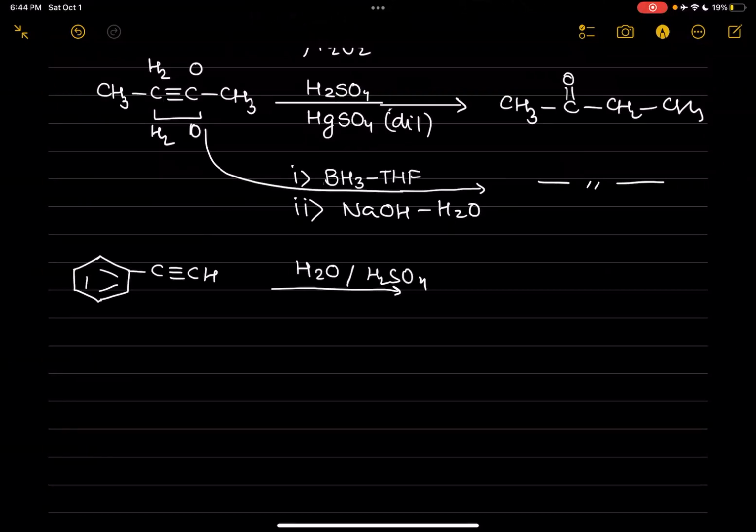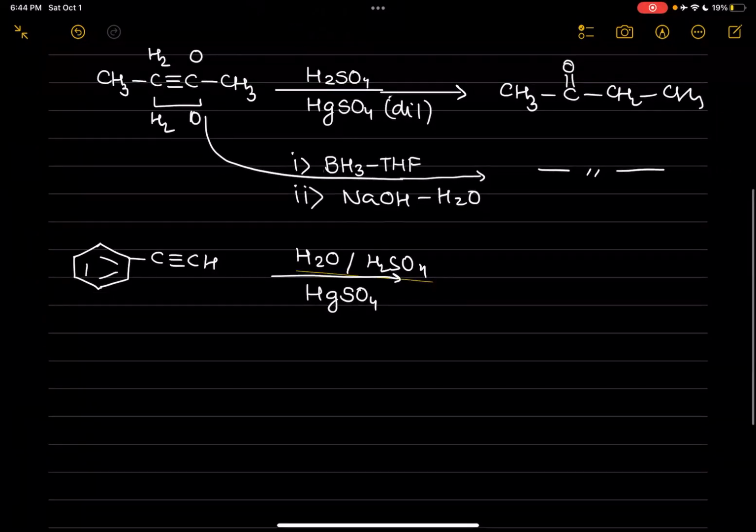They will not write H2SO4, sometimes they will write dilute H2SO4 or simply write dilute Hg2 plus. So if it is written Hg2 plus, always remember that an alkyne is given. So what are we going to get? What is the common name of the product? And what about this one?